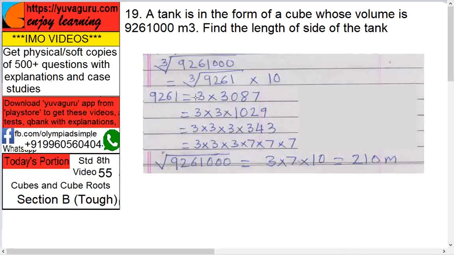So 9261 equals 3 into 3087. Then 3 into 3 into 1029. Then 3 into 3 into 3 into 343. Now 343 is a cube of what? 7. 7 7s are 49, 49 times 7 is 343. Okay. So now we have got groups of 3, 1 and 2.